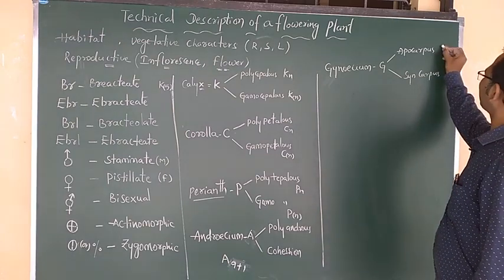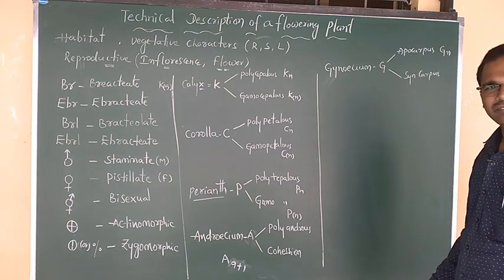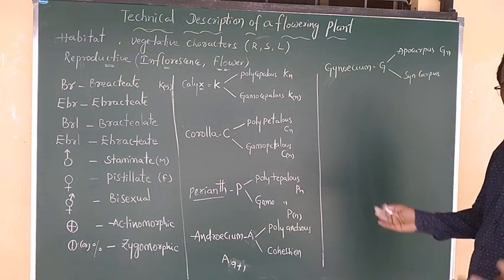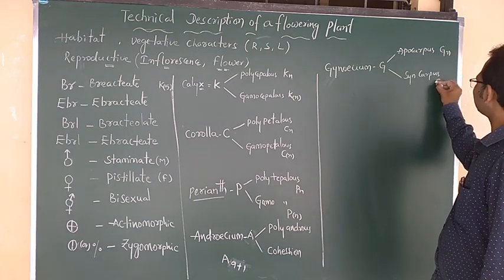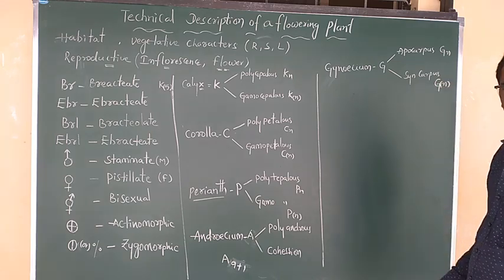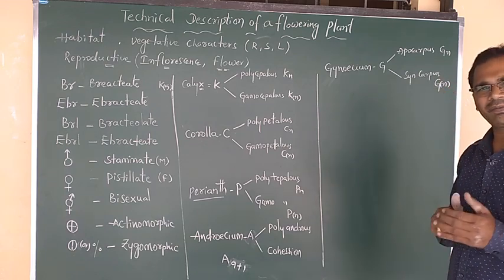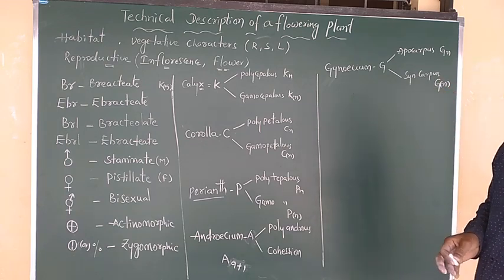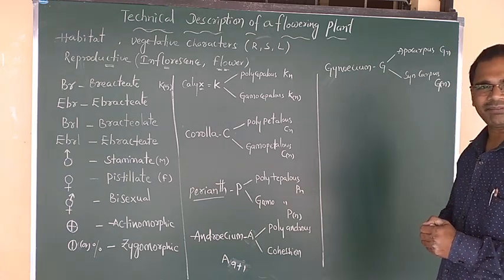Now for apocarpous, what do you do? G with infinity, not united. United means we keep it within the bracket. It is free. Here, syncarpous, G with the number of carpels kept within the bracket, united. Like this, when the flower has the syncarpous condition. Completed? This is called gynoecium.